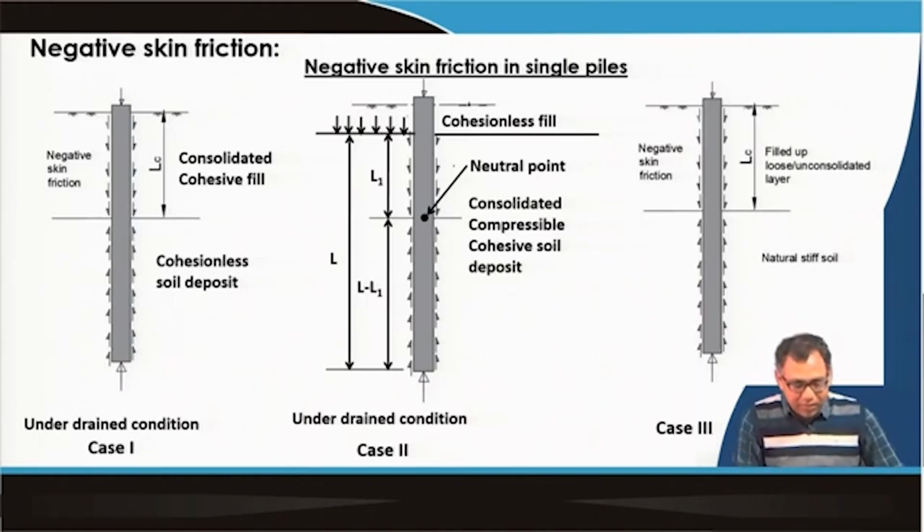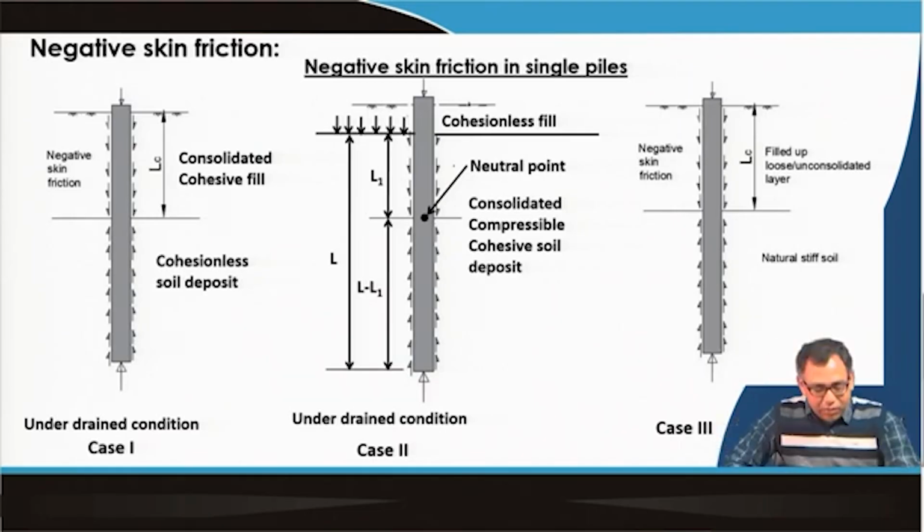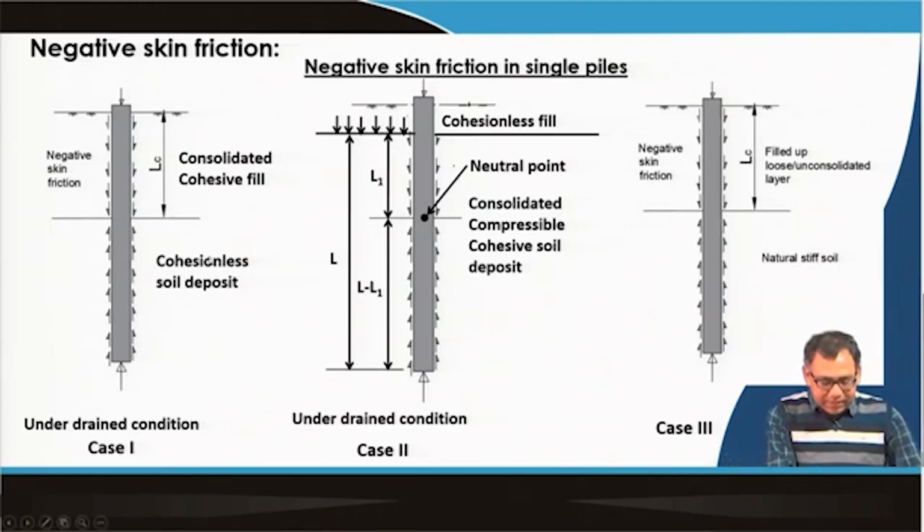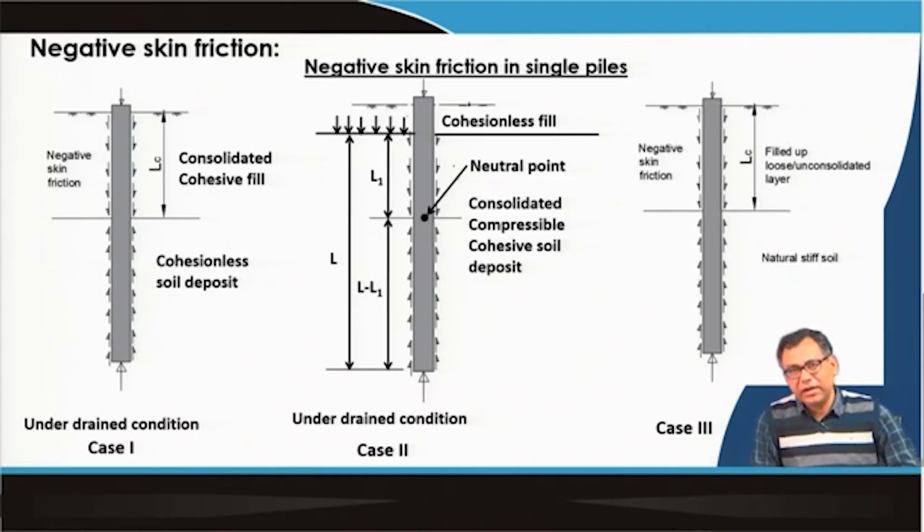Case number 1: your fill is a consolidated cohesive soil resting over a cohesionless soil deposit. That means the lower portion of the soil is cohesionless soil and the fill is consolidated cohesive soil. So, the fill is cohesive, but the natural soil is cohesionless soil. That is one condition.